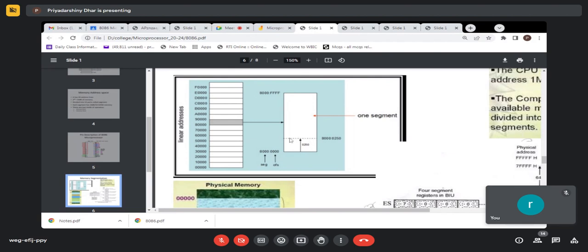If I consider this dotted line, the offset address is 0250. Now, what is the segment address? The segment address is 8000, plus the offset address 0250. So it is indicating the memory location 8000:0250. Clear this one? What is the segment address? What is the offset address?